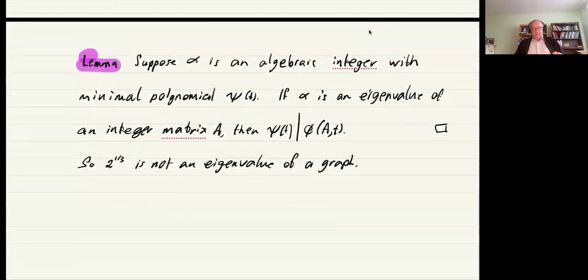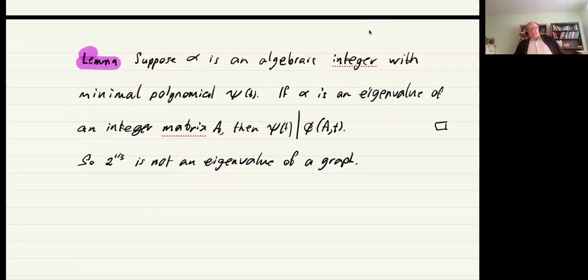then the next comment is if you have an algebraic integer alpha with minimal polynomial psi(t), and this alpha is an eigenvalue of an integer matrix A, then psi(t) divides the characteristic polynomial of A. Now that's easy to see because certainly alpha is a zero of phi_A(t), and it's a zero of psi(t), and so it's a zero of the GCD. But you've chosen psi(t) to be the minimal of its degree, so this must actually divide.